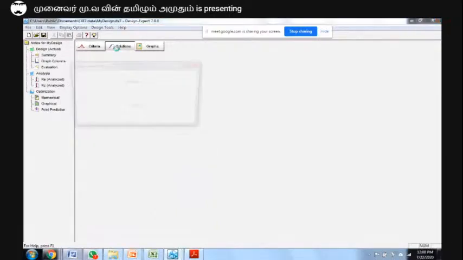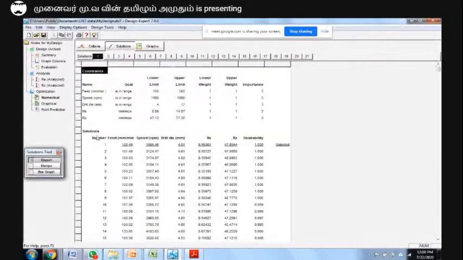The solution: this is the input suggested for getting this. This is the optimized input parameter. That is 100.49, 3085, 85.46, 4.01, and the responses RA and RZ. And again, there is a problem with the data.